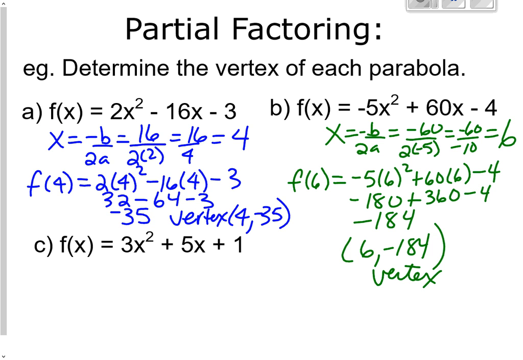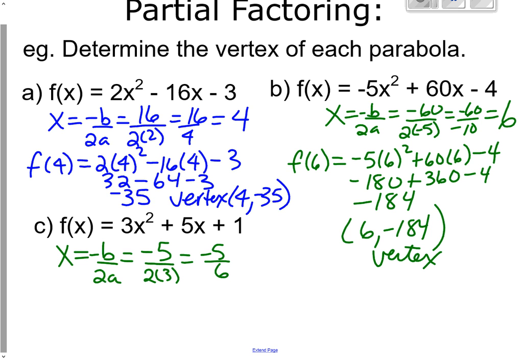And last, I have, once again, negative b over 2a. In this case, it's going to be a negative 5 over 2 times 3, which is negative 5 sixths. So I get it. We have a fraction. We don't like fractions. But I'm going to ask that you actually try to keep them. If it becomes a serious problem and you absolutely can't, then change it to a decimal. But for the most part, I would prefer for you to try to keep it as a fraction.